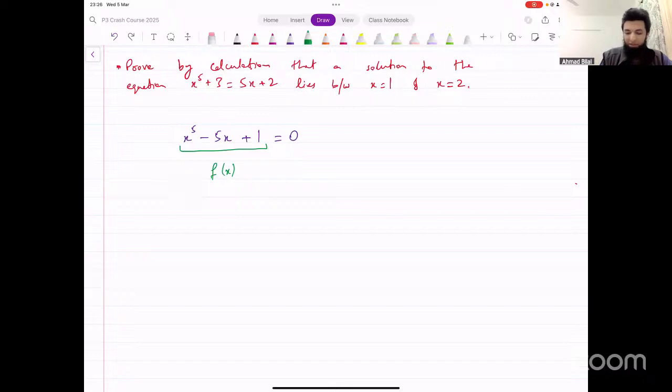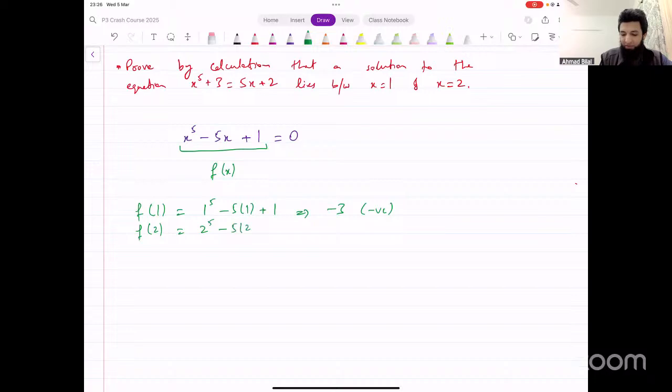What you do is you input x equal to 1 in this function on the left side. What does that give you? 1 raised to the power 5 minus 5 into 1 plus 1. 2 minus 5, that's minus 3. That's a negative number. Then you input x equal to 2 in this, and that gives you 2 raised to the power 5 minus 5 into 2 plus 1. What's this number? 2 raised to the power 5 is 32. 33 minus 10, that's 23, right? This is a positive number.